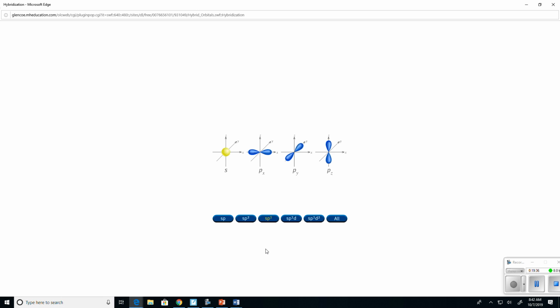Mixing an s orbital with the 3 p orbitals generates 4 equivalent sp3 hybrid orbitals. Note that the number of hybrid orbitals produced is equal to the number of atomic orbitals that are hybridized. The set of 4 sp3 hybrid orbitals has a tetrahedral arrangement. The angles between the orbitals are 109.5 degrees.